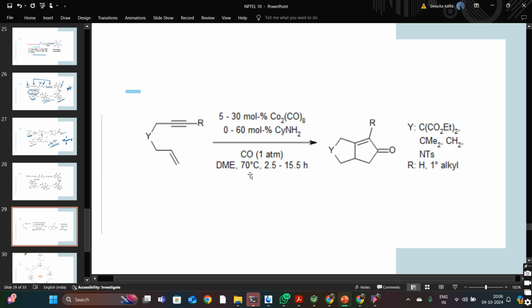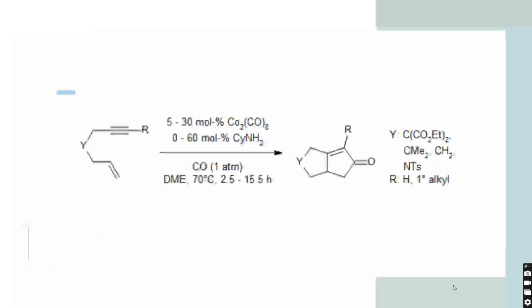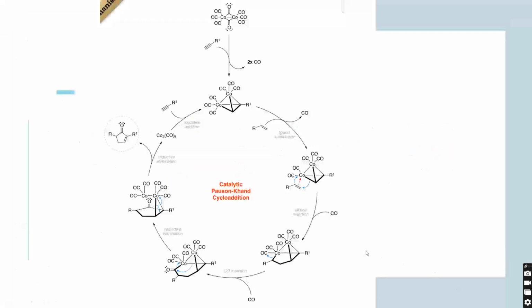So moving to the next topic, which is cobalt based organometallic reagents, and this reaction is nothing but the well known Pauson-Khand reaction. Let us look at the mechanism of how the Pauson-Khand reaction takes place. So this is the mechanism which involves catalytic Pauson-Khand cycloaddition reaction between an alkyne and an alkene.